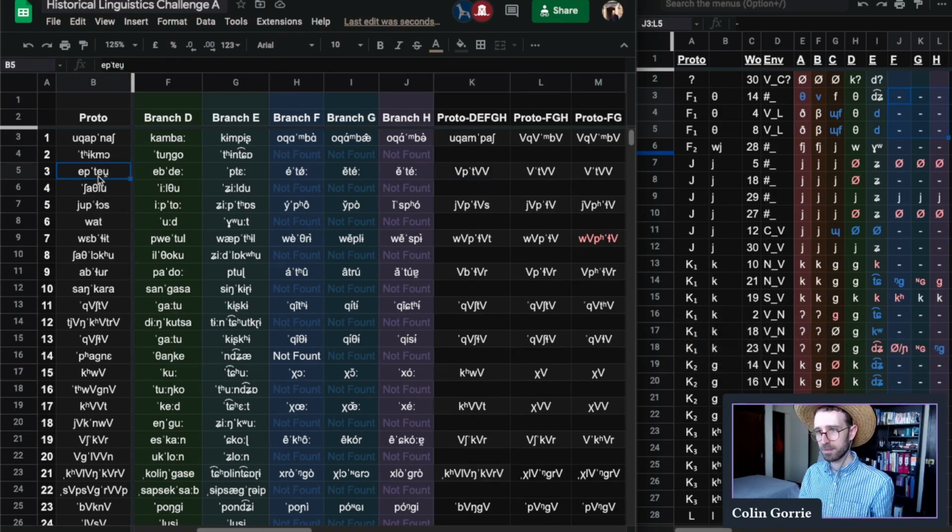It looks like we have basically the same thing, epteu. And maybe uplos here. So I'm mainly not going to have the vowels change between these. The reason for doing this is merely to get us into a position where we can start to reconstruct proto-FGH from something that's a little closer.